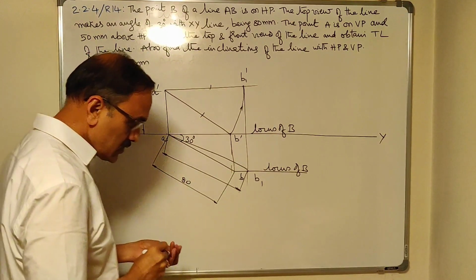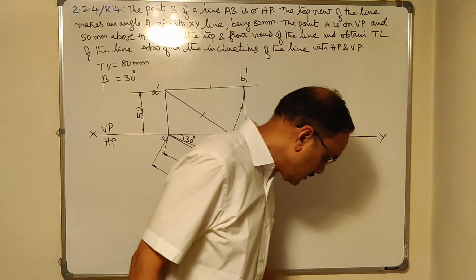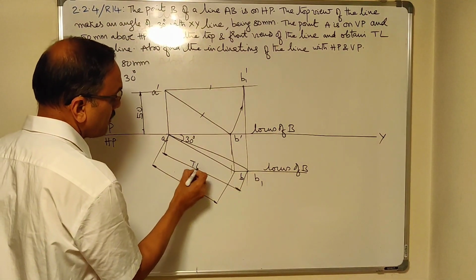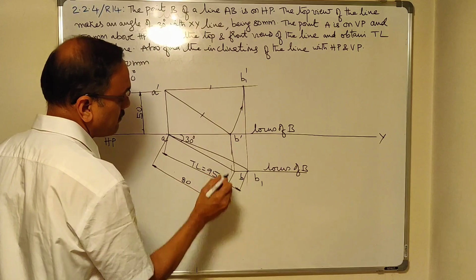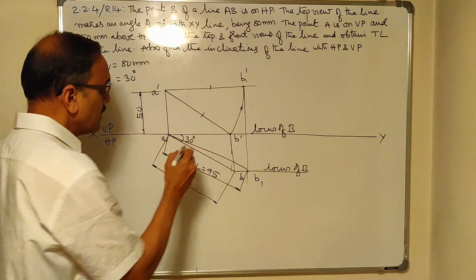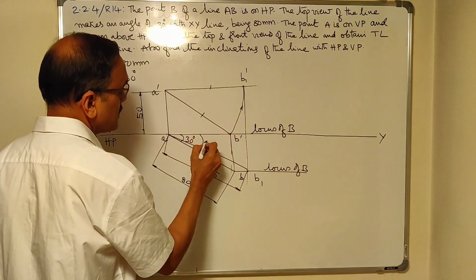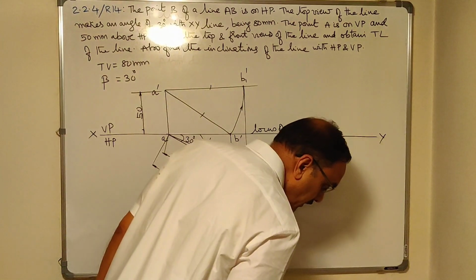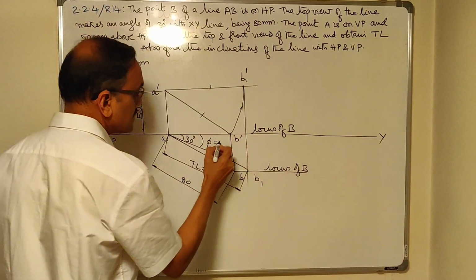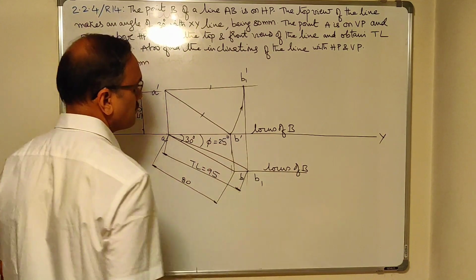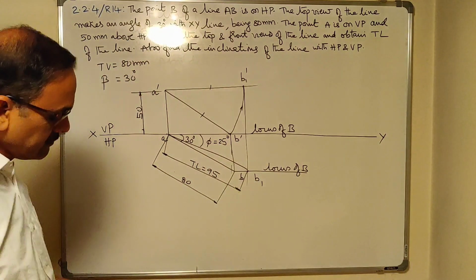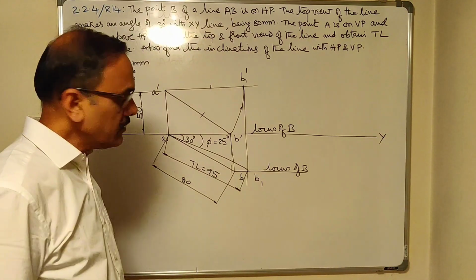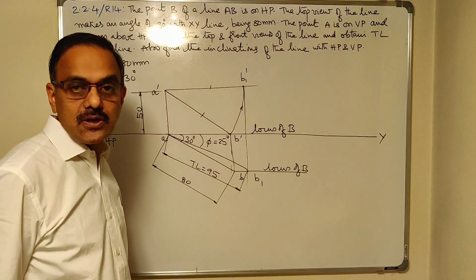Let me check what the true length is. It's 95 mm. We should get the true length as 95. And you get the angle as well here. This is nothing but phi, the inclination of the line with VP. It should come to 25 degrees. So true length is obtained. The inclination of the line with VP is also obtained.